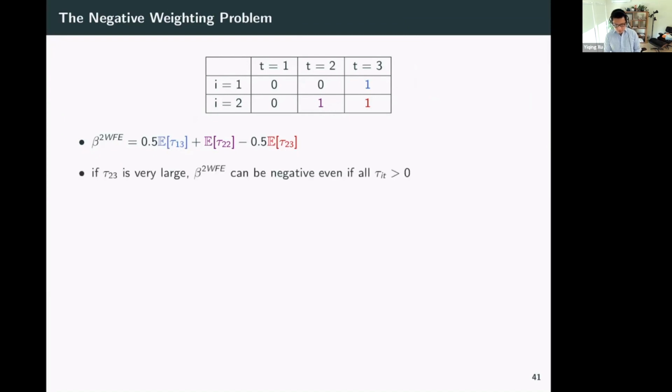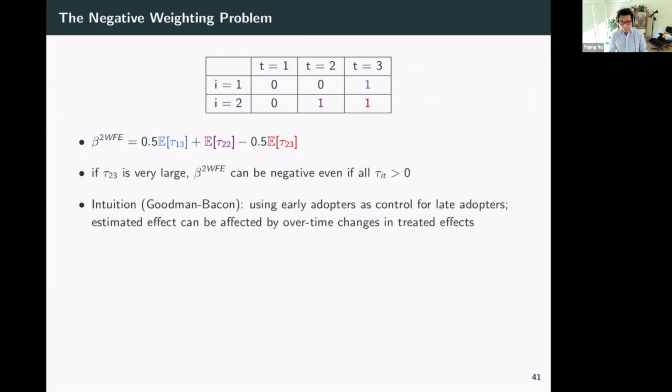Right, so yeah, I talked about this. And the intuition is the same as Goodman-Bacon. We use early adopters as controls for late adopters. So estimated effects can be affected by over-time change in the treatment effects. Of course, if these three terms are the same number, okay, if the treatment effects are constant, it's no problem. So beta will be equal to tau if the treatment effects are the same.